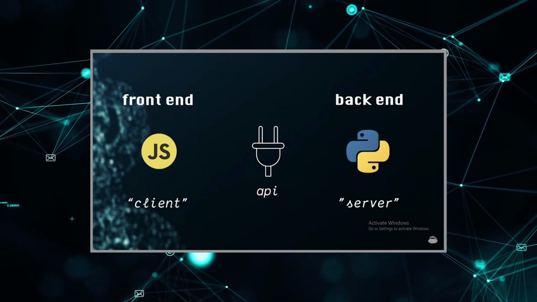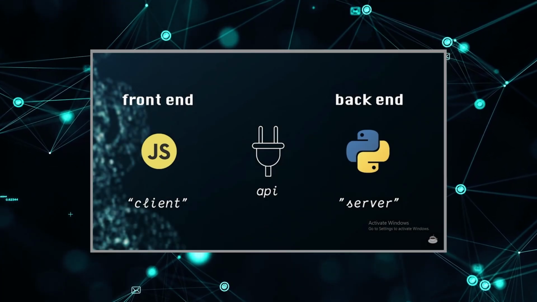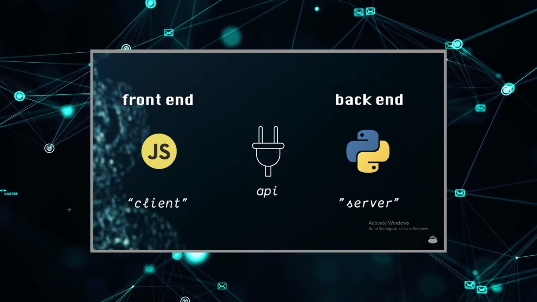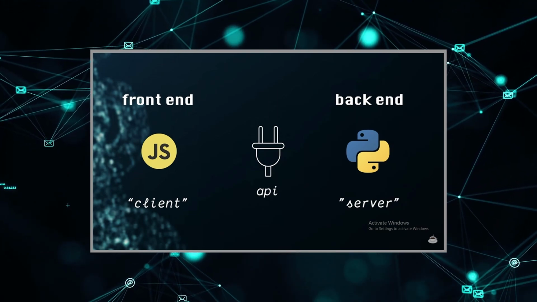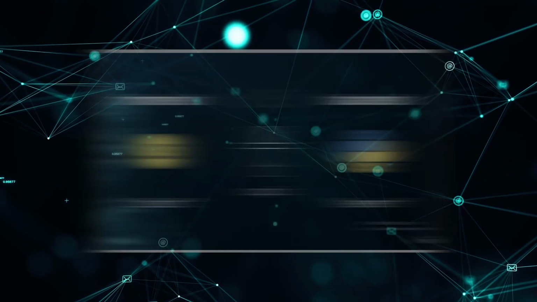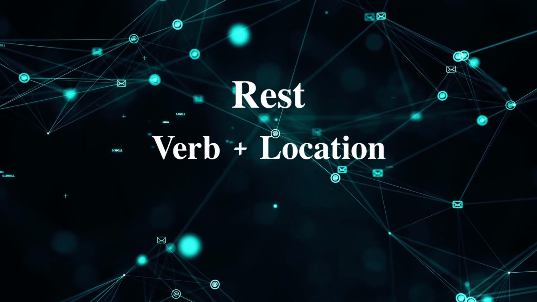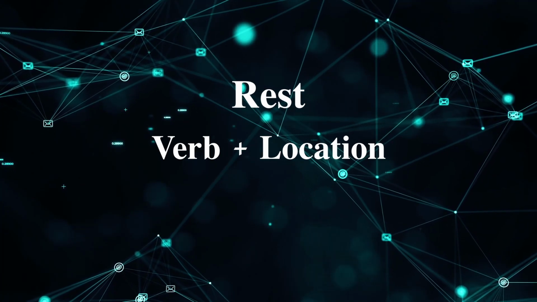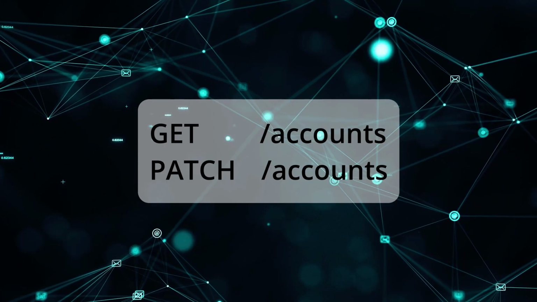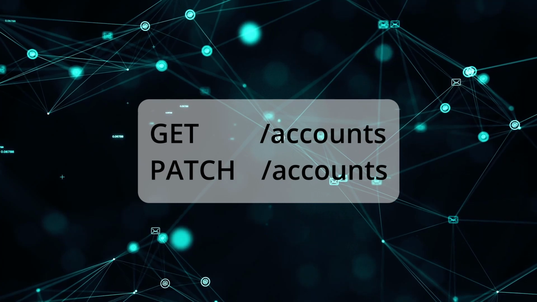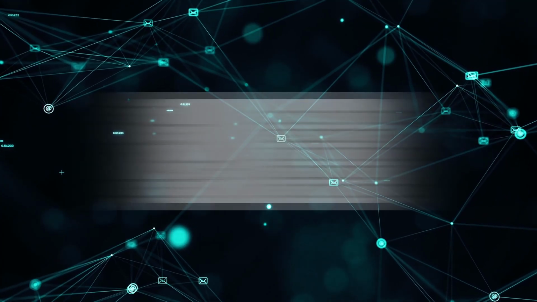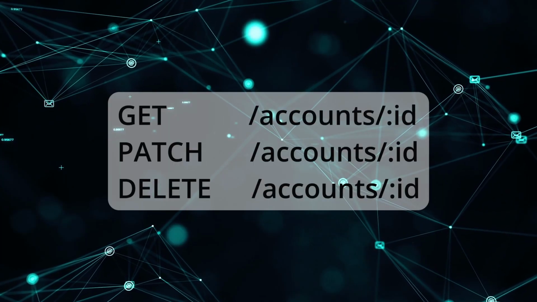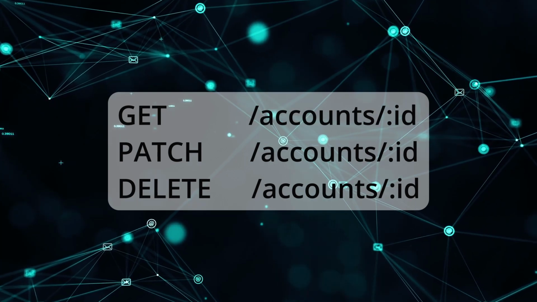Essentially, a front end and a back end may or may not be in different languages. So, how do we standardize a way for these two to talk? Well, we do that with what's called an API. Most commonly, REST APIs are used, which follow the convention of combining a verb with a location. For example, we might want to get a list of accounts or add a new account. Alternatively, if we pass a parameter, we could get a specific account, modify it or delete it.